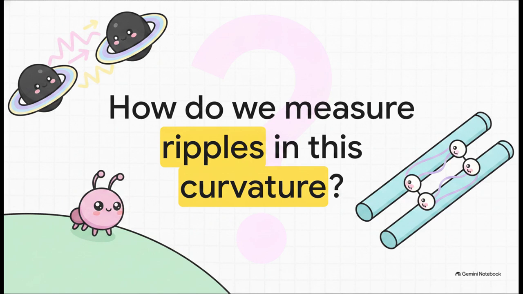We know that stationary mass curves space, but what happens when massive objects violently accelerate? They create gravitational waves, literally ripples in the fabric of space-time itself, propagating outward at the exact speed of light. And the secret to detecting them goes right back to those ants converging on the sphere. By measuring precise geodesic deviation, meaning the unimaginably tiny changes in the proper distance between freely falling test particles inside a detector right here on Earth, we can actually catch these elusive ripples as they wash over our planet.